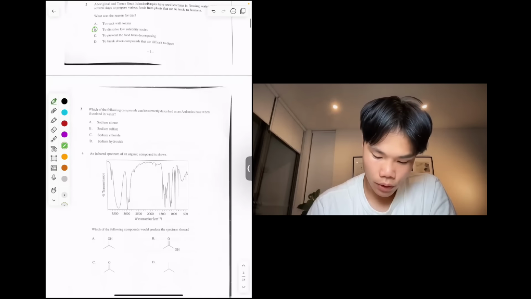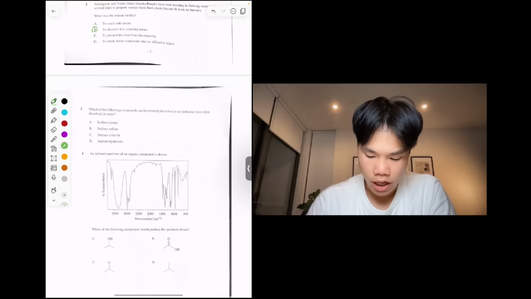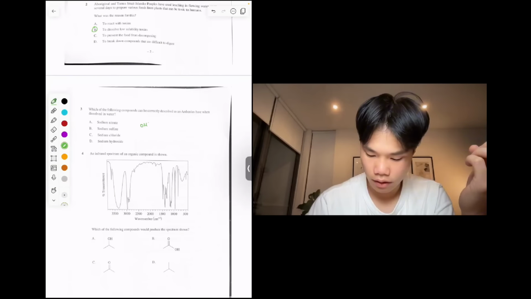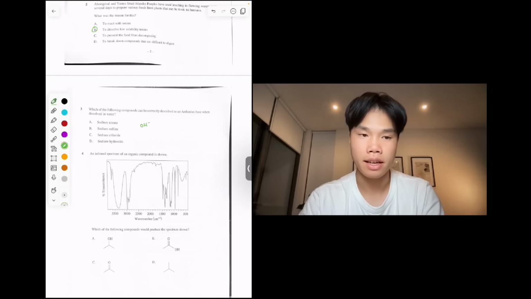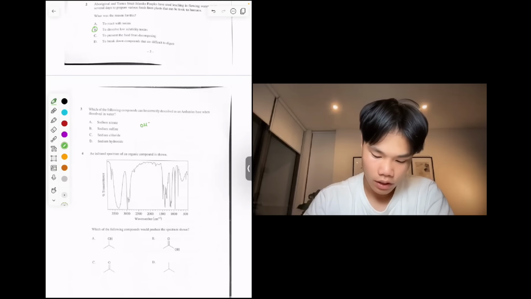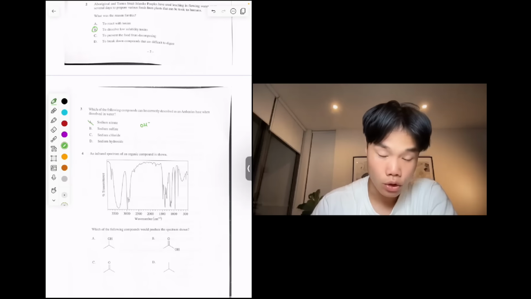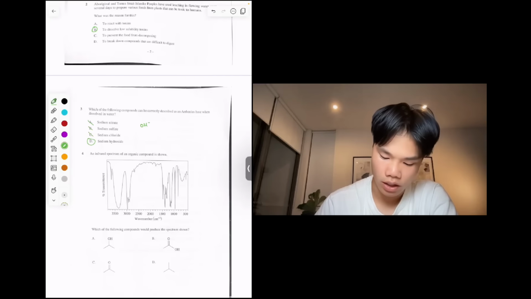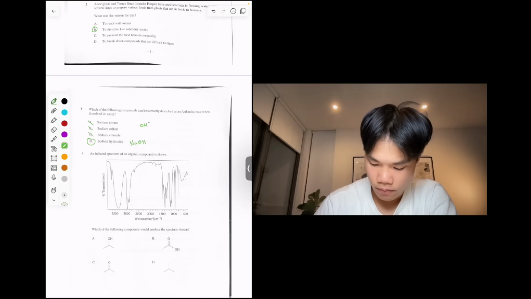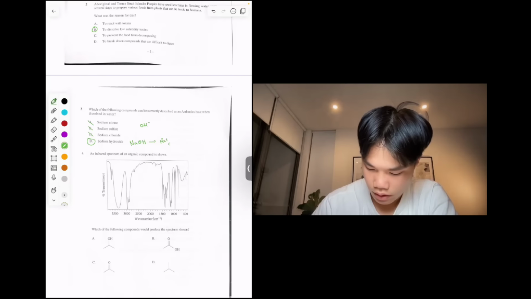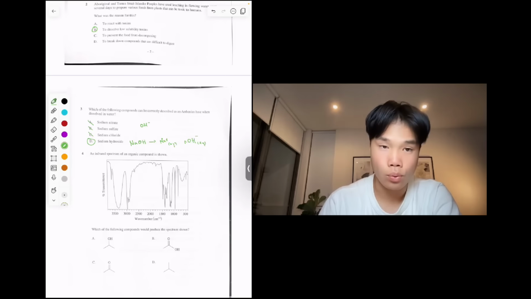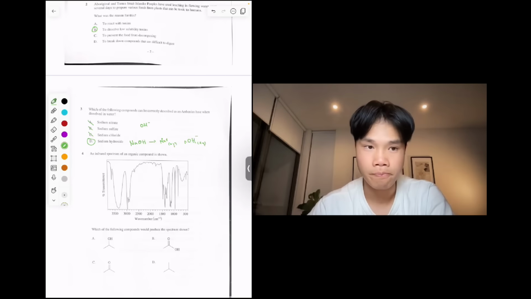Question three, which of the following compounds can be correctly described as an Arrhenius base when dissolved in water? An Arrhenius base is a base that contains hydroxide within it, so OH minus, and will dissociate to make that OH minus when placed in water. Sodium nitrate does not have OH minus, sodium sulfate does not have OH minus, sodium chloride does not have OH minus, leaving just sodium hydroxide, which of course is NaOH, dissociating into Na plus (aq) and OH minus, which fulfills the Arrhenius base general equation.